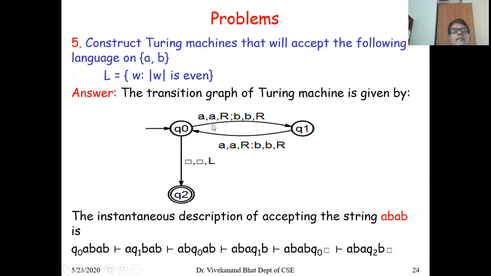An odd length string will not be accepted because it will remain in state Q1, and Q1 is not a final state. So this is very simple logic. If you know how to design a DFA, you can easily design a Turing machine. But in a Turing machine, each edge is labeled by three elements: read, write, and move.